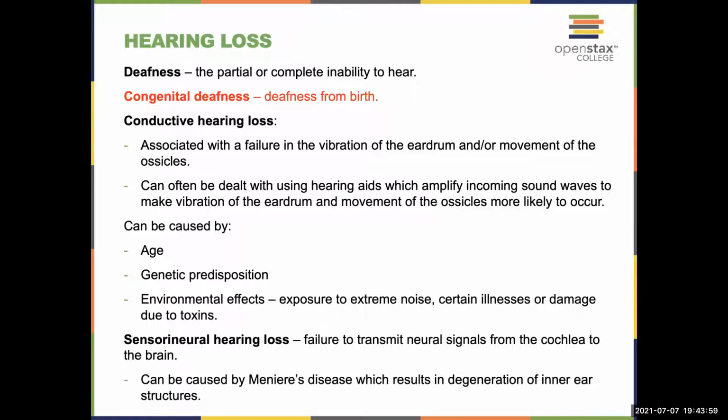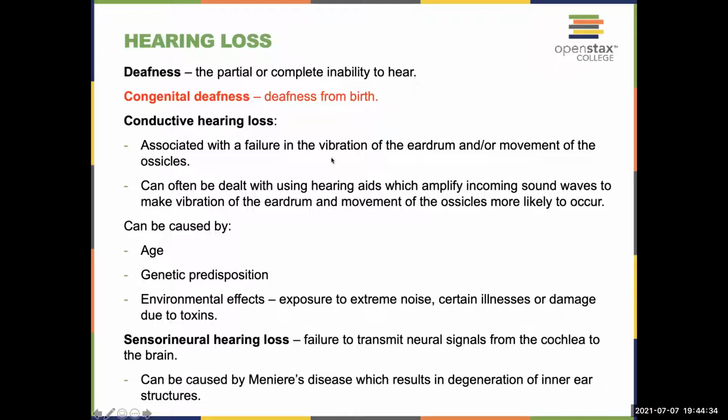And then there's the sensorineural hearing loss, and that's where there's a failure to transmit neural signals from the cochlea to the brain. And so there's a break at that point. And that can be caused by Meniere's disease, which results in the degeneration of the inner ear structures. So those are the different types of hearing loss.